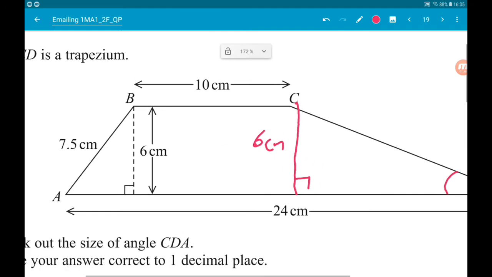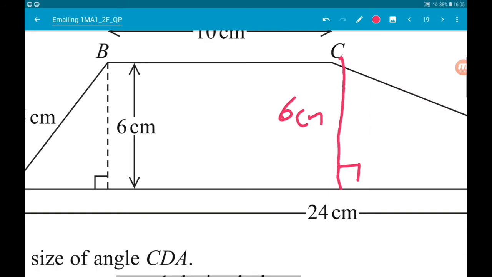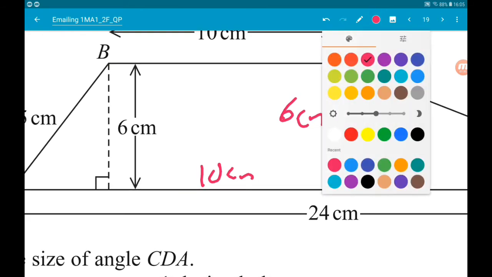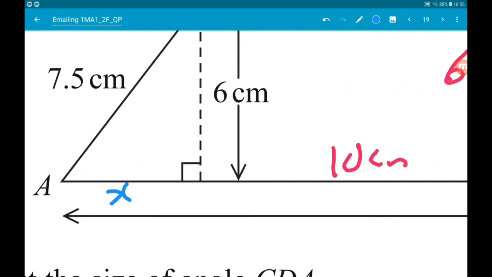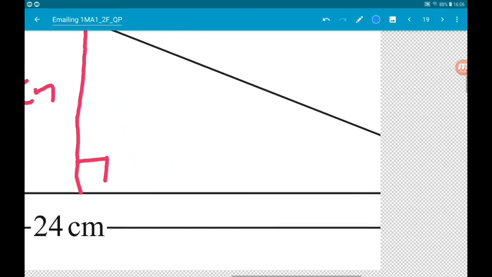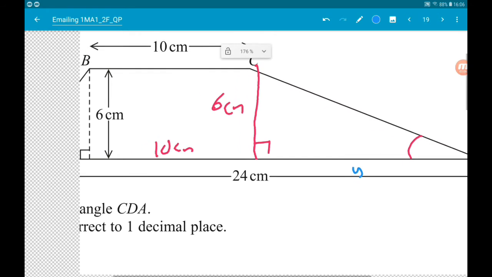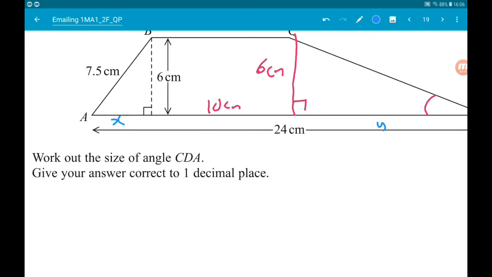So, because the top length is 10, we know this bit is 10. Now what I'm going to do is call this bit X, and I'm going to call this bit Y. And we know if the middle bit is 10, but the whole of it is 24, then we know that X add Y has to be 14.